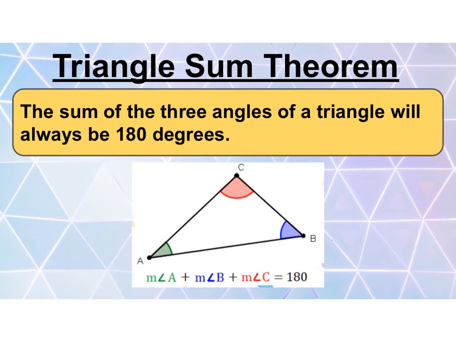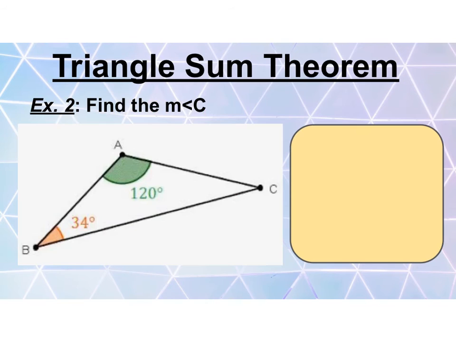The measure of angle A, it's been a little while since we've used that notation, plus the measure of angle B plus the measure of angle C equals 180. So you can write that out each time and fill in what you know. So here we have the measure of angle A is 120, the measure of angle B is 34. I don't know the measure of angle C, or you could call it X, equals 180.